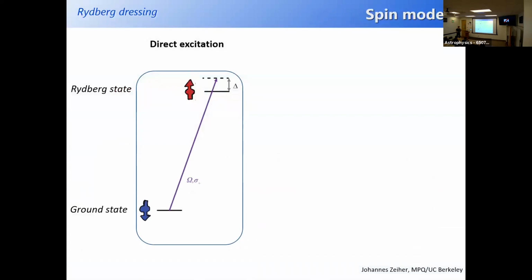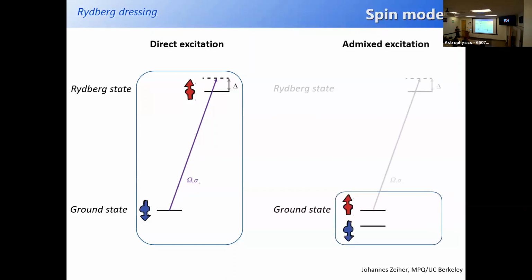And just to make this clear, before we were actually encoding the spin model in the ground and Rydberg state, so spin down in the ground state, spin up in the Rydberg state, exciting more or less close to resonance. Whereas in this case, we will actually talk about spin models where both spins are encoded in the ground state. So that's a conceptual difference of Rydberg dressing compared to the direct excitation.